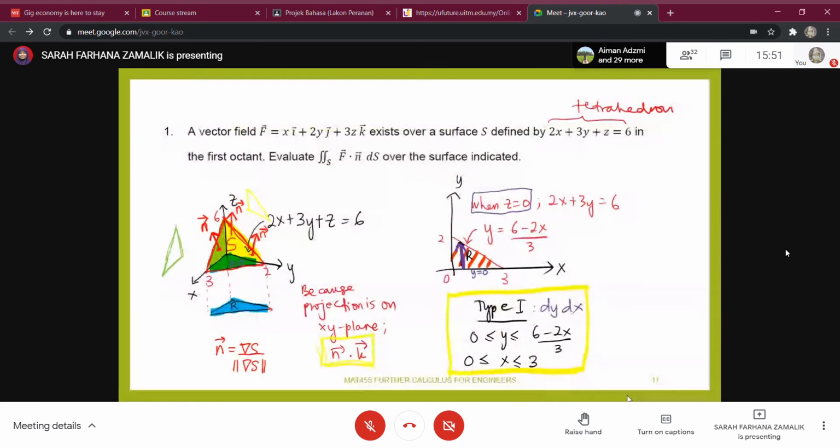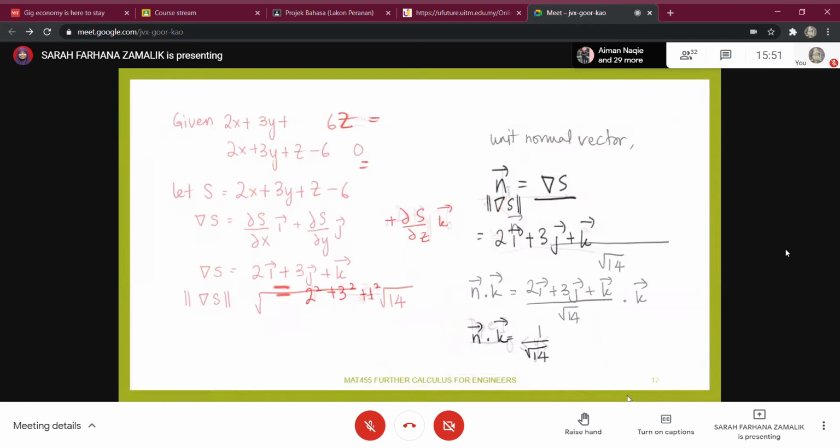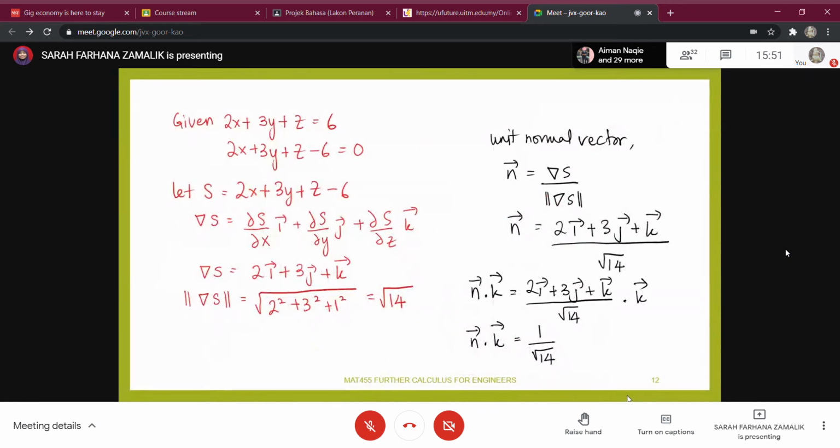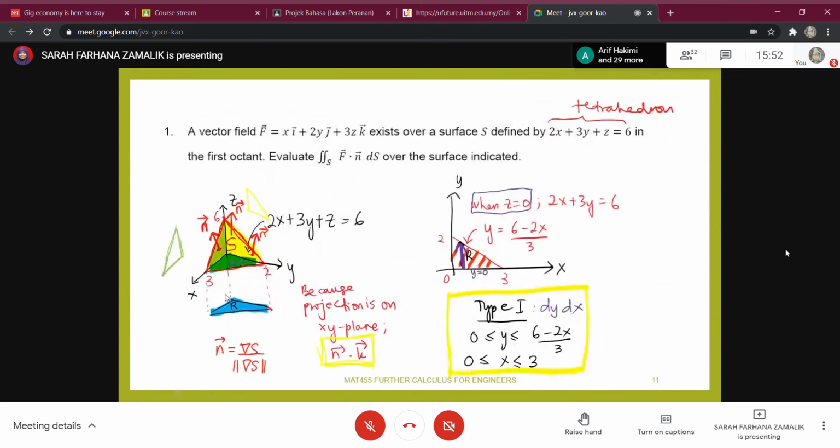Okay, so type 1 ke type 2 up to you, awak nak evaluate macam mana. So sambung. Kita nak kira dia punya surface integral. After you identify dia punya unit normal yang mana, bounded region dia kat mana, and then now yes, we want to evaluate your surface integral. So given to you, so remember S, surface S tadi dia bagi apa? Sebab tu kita kena tahu surface S tu yang mana so that you know the equation. So in this case surface S dia dah bagi tahu tadi, a vector field F exists over a surface S defined by, so that is your S, which is the surface of your tetrahedron.